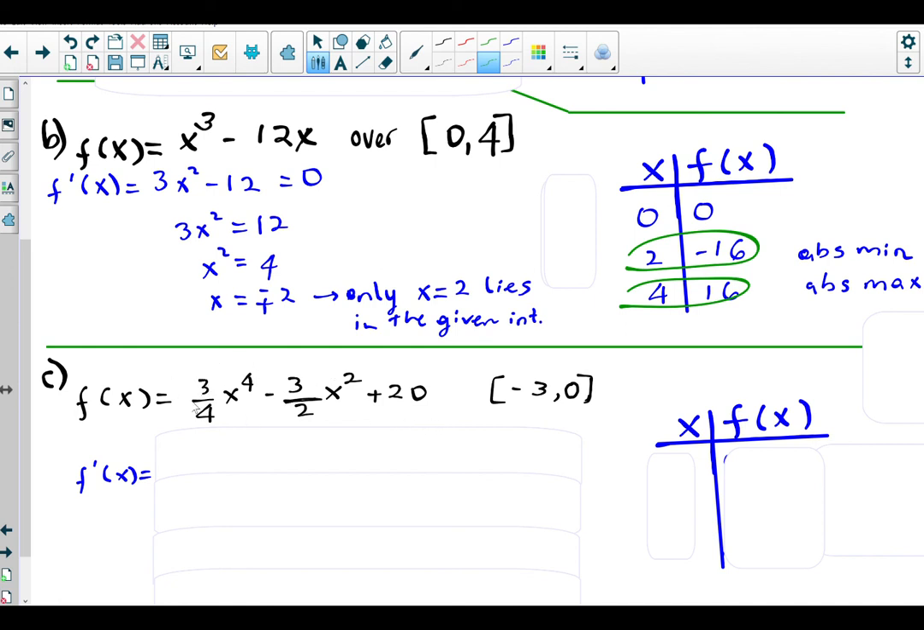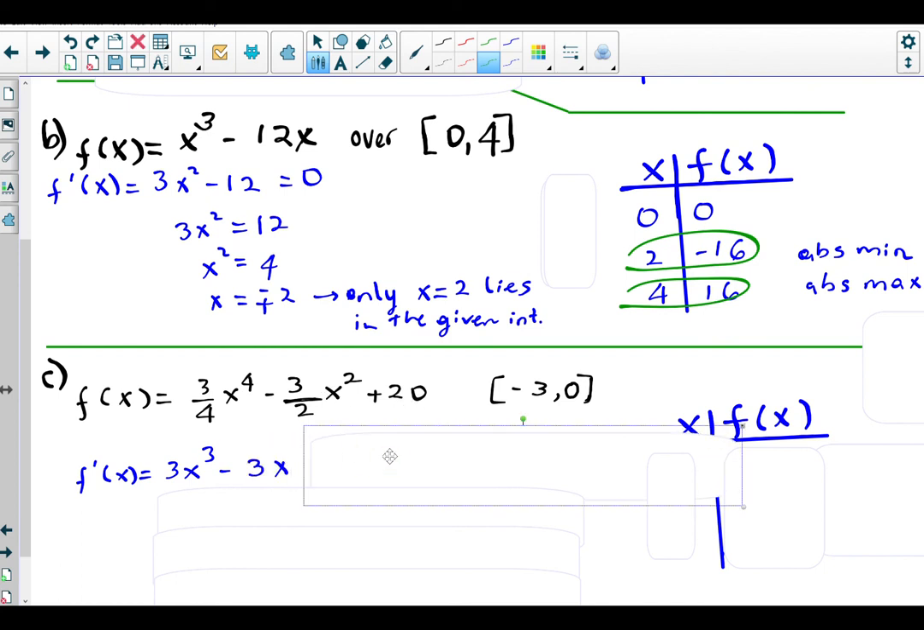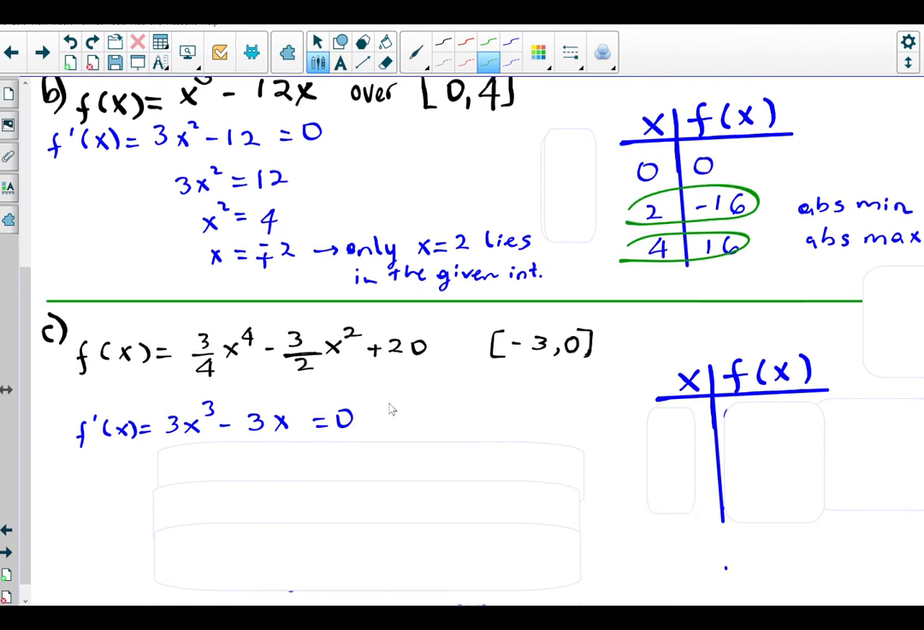By bringing the 4 down, the 4's will cancel. You'll have 3x to the third. Bring the 2 down, the 2's cancel. You have minus 3x, and the derivative of 20 is 0. So 3x squared minus 3x. We set the derivative equal to 0 to locate the critical points.